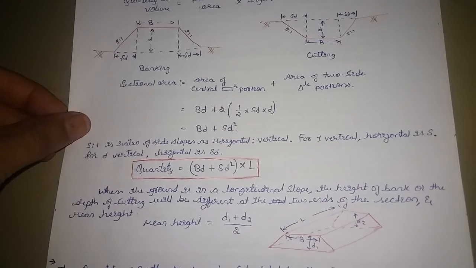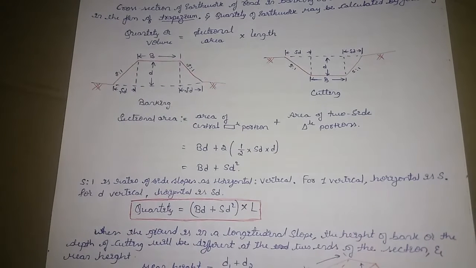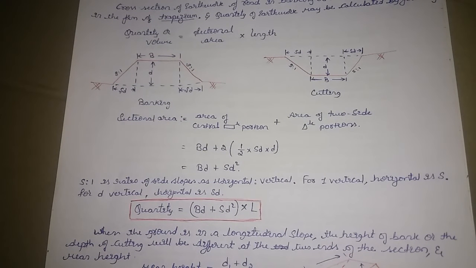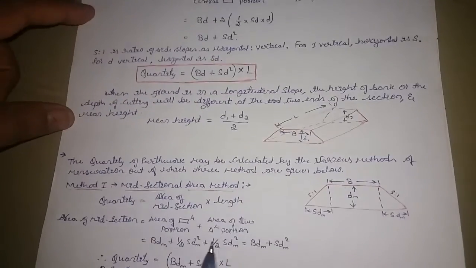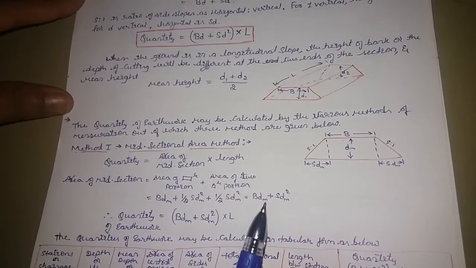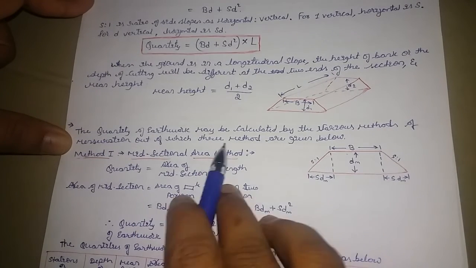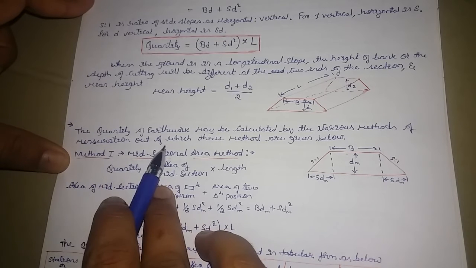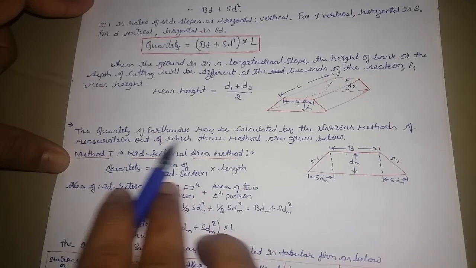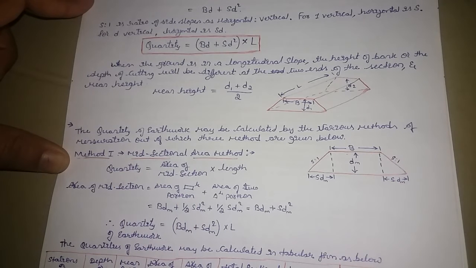The way of finding the quantity or volume is sectional area into length. This is how we find the quantity of the earthwork using this formula. The quantity of the earthwork may be calculated by various methods of mensuration, out of which three methods are given below. Now we will see what those methods are.